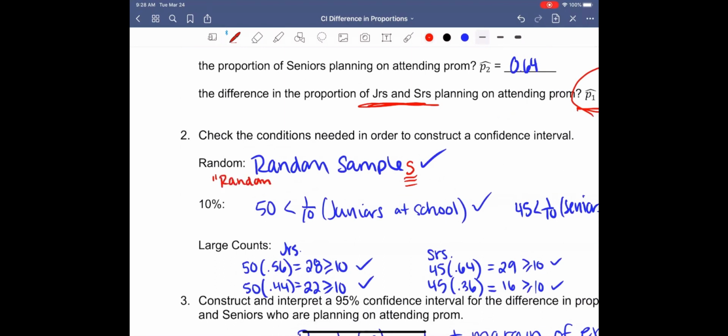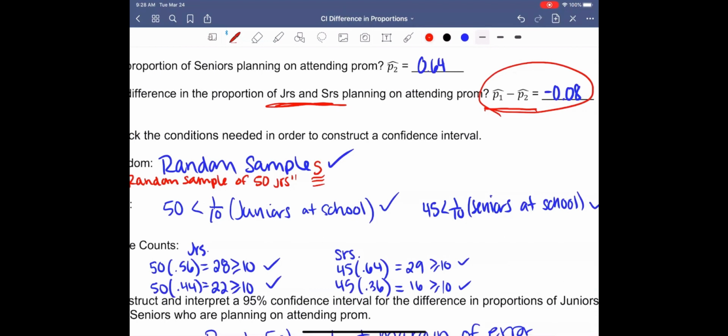of 50 juniors, and then also a random sample of 45 seniors.